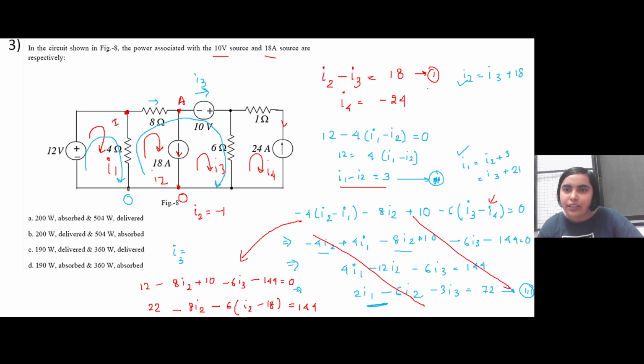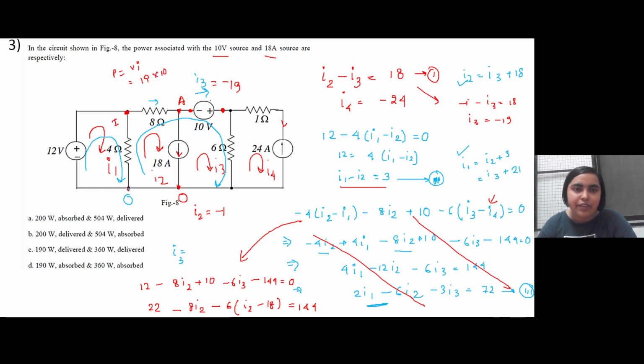So you can calculate now I3, right? Since I2 is minus 1, if we put it here, minus 1 minus I3 equal to 18. So I3 is equal to minus 19. So the current that is flowing through this branch is equal to minus 19. So what will be the power associated with this particular voltage source? It is P equal to V into I, right? So 19 into 10, that is 190.